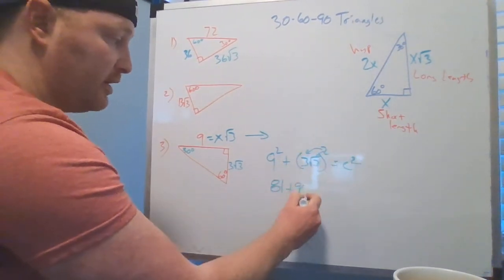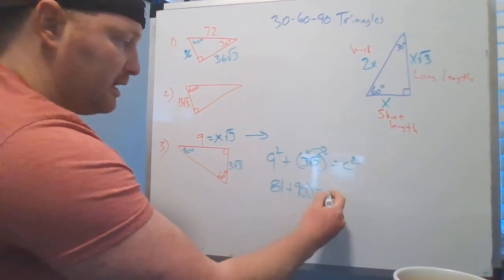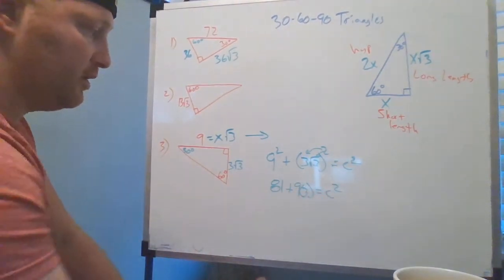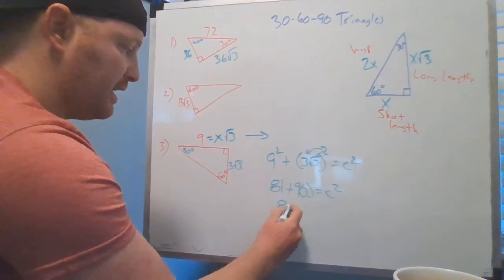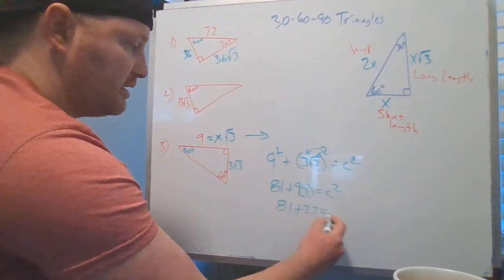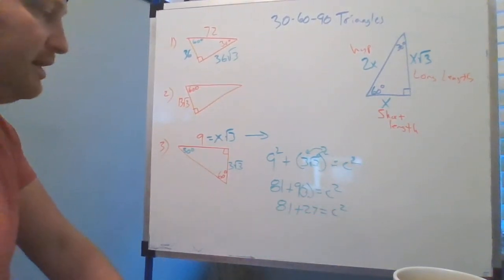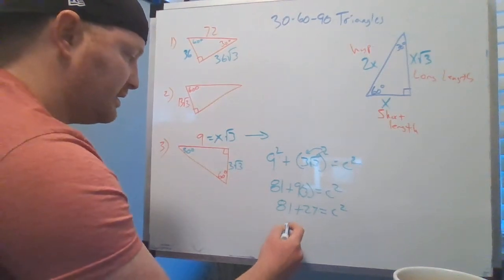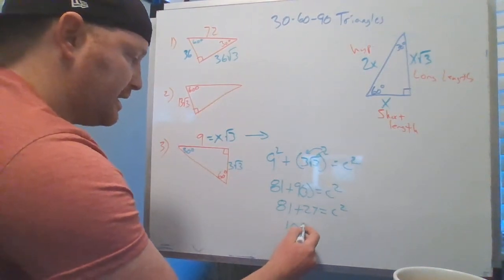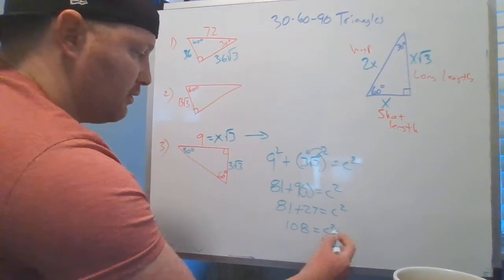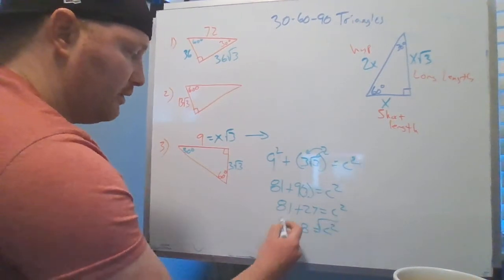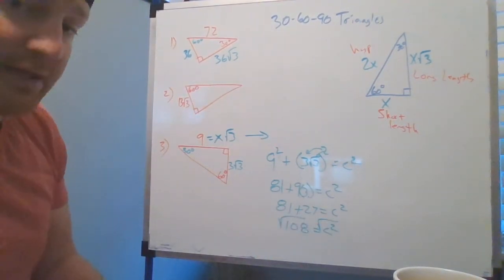Radical 3 squared is just 3, equals c squared. Well, this is 27, so this is 81 plus 27 equals c squared. And 81 plus 27 is 108 equals c squared. Now, let's simplify this all the way down.